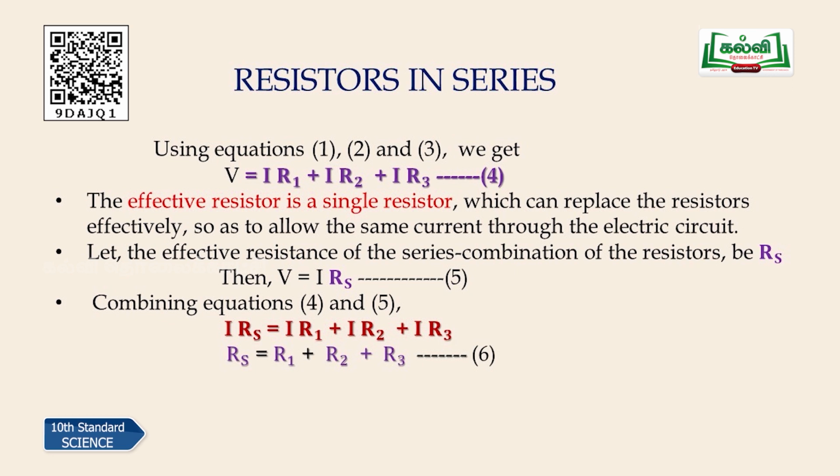Now, we have to combine equation 4 and 5. What is equation 4? V is equal to IR1 plus IR2 plus IR3. And what is equation 5? V is equal to IRs. When I am combining equations 4 and 5, I will get IRs is equal to IR1 plus IR2 plus IR3. In this equation, I is common. So, we can remove the I. So, Rs is equal to R1 plus R2 plus R3.